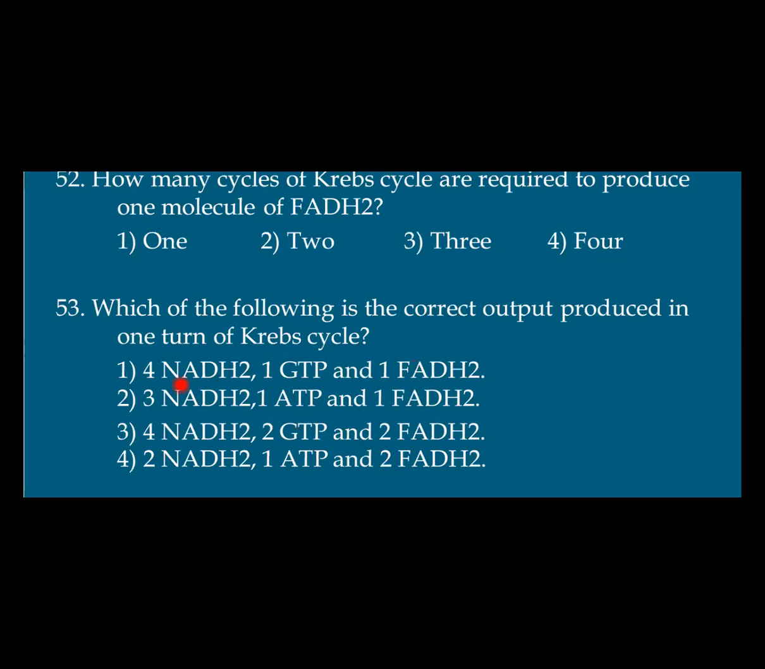So only one turn. You are starting from acetyl-CoA, not from the link reaction. Hence, you will get 3 NADH2. Just now I have shown it with the help of the diagram. 1 ATP you get here and 1 FADH2 you get in one round. So your option 2 must be the answer for this question.